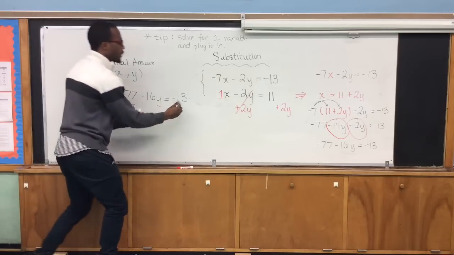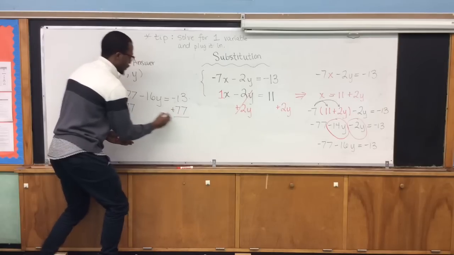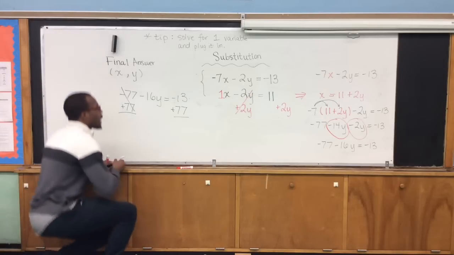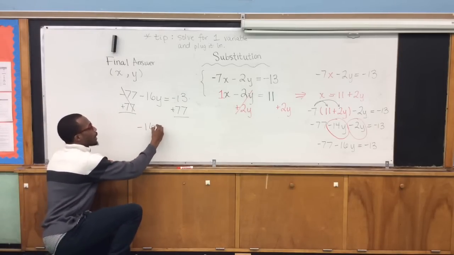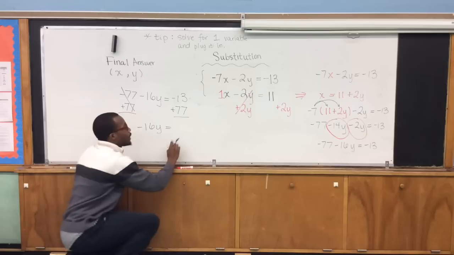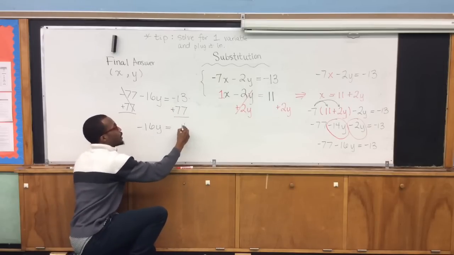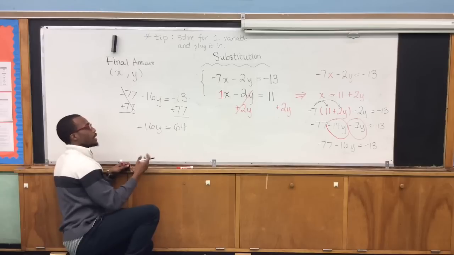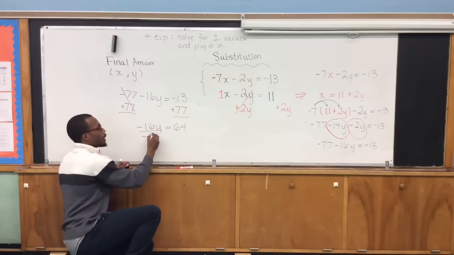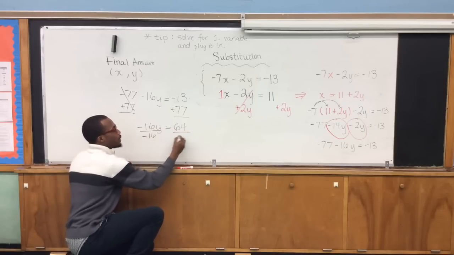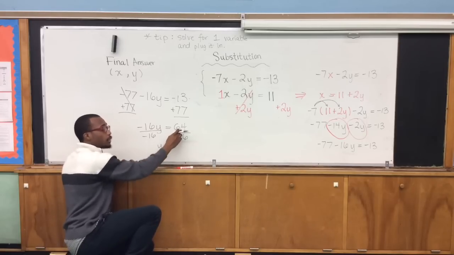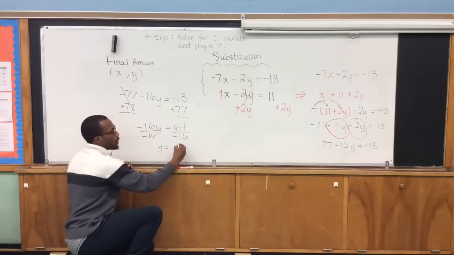So I come to the other side of my equal sign and add 77. -77 plus 77, those two go away. We now have -16y equal to -13 plus 77, which is 64. And then our last step: -16 times y, so to undo the multiplication, we divide by -16 on both sides, so that we get y equals 64 divided by -16, which is -4.